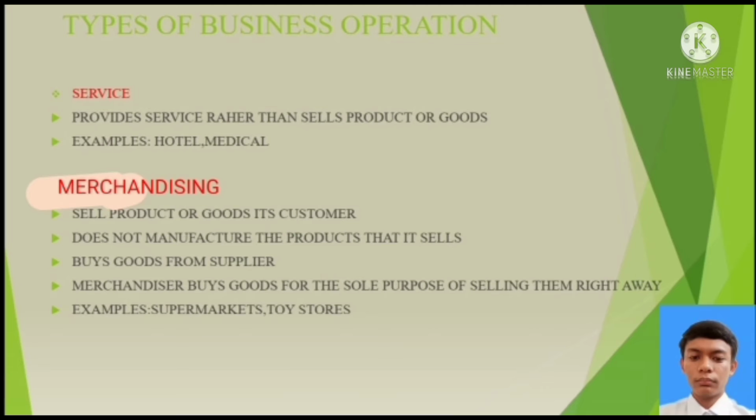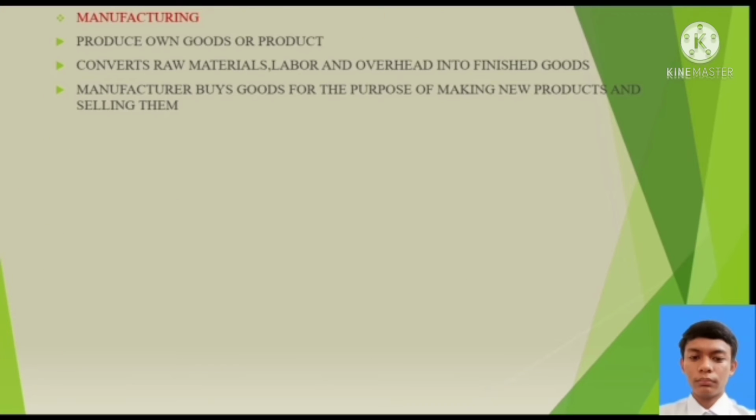Types of business operation. Service business, for example, hotel and medical. Merchandising business: sell products or goods to its customers. Buy goods from suppliers, for example, supermarkets and toy stores. Manufacturing business: converts raw materials, labor, and overhead into finished goods.